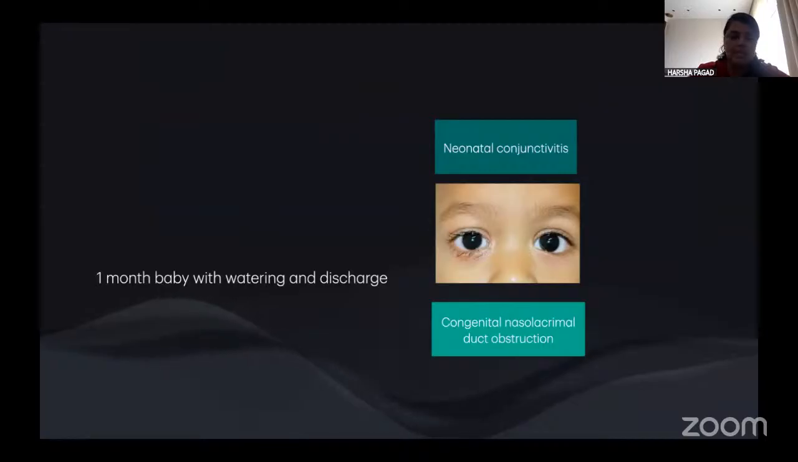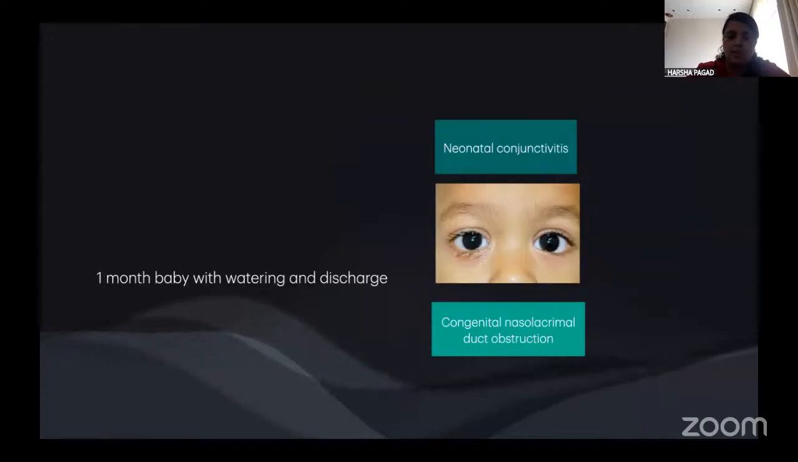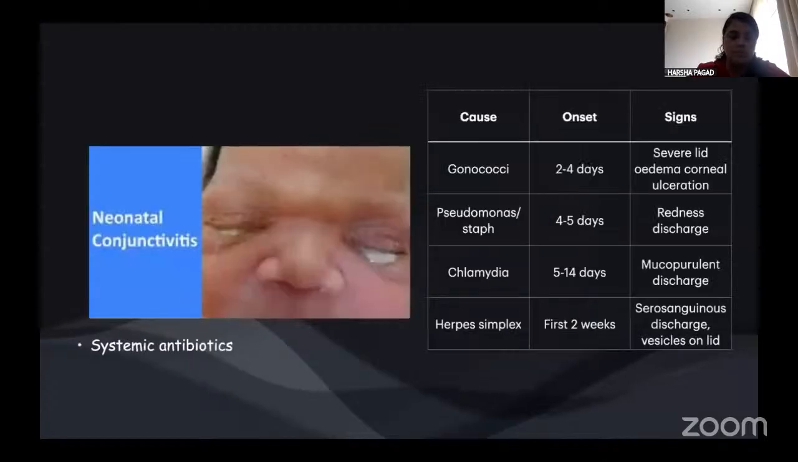Coming to the next condition, this is a 1-month baby which has been brought with a history of watering and discharge. Here we have two differential diagnoses: neonatal conjunctivitis, which is the red eye seen in the first month after birth, and the other differential is congenital nasolacrimal duct obstruction. These are some of the causes of neonatal conjunctivitis, where immediately after birth there is redness, profuse discharge, lid edema. Sometimes the cornea can get involved.